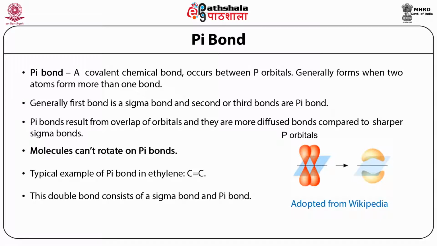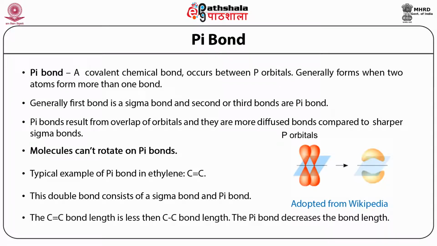So when you have a double bond, you call them cis and trans conformations, and generally they are not interconvertible. Now, a carbon-carbon double bond is always shorter than the carbon-carbon single bond. And if you have a triple bond, that bond length will be much smaller than the double bond and the single bond. A pi bond decreases the bond length between the atoms.